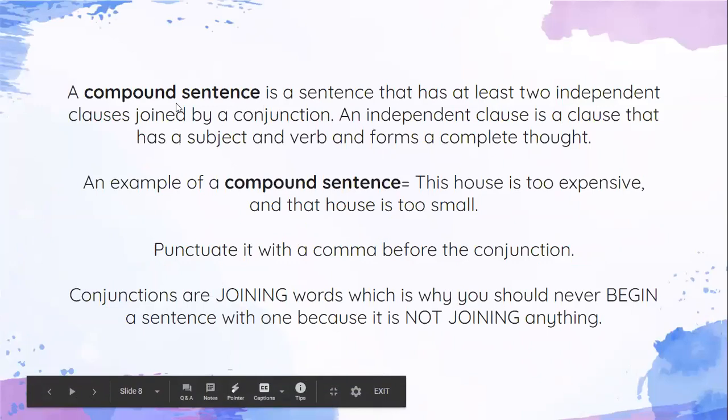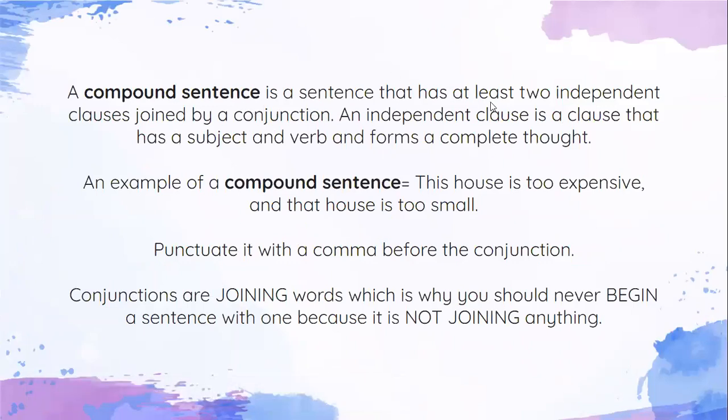So a compound sentence is a sentence that has at least two independent clauses joined by a conjunction. An independent clause is a clause that has a subject and verb and forms a complete thought. So an example of a compound sentence would be, "This house is too expensive, and that house is too small." So there's the comma, and then "and" is a conjunction. Conjunctions are just joining words. I don't know if you ever heard that, I think it's Schoolhouse Rock, the conjunction song.